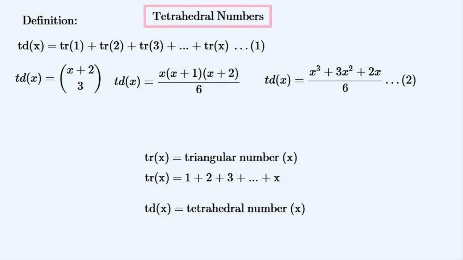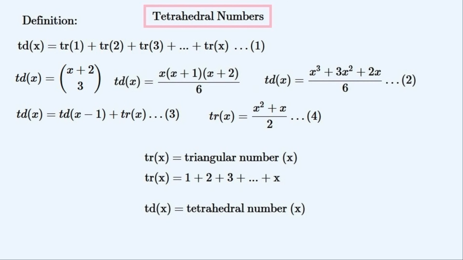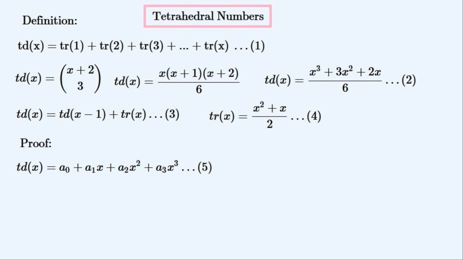Expanding and then simplifying this expression gives us this formula, which is the formula that we will derive in this video. This is also a good iterative formula for the xth tetrahedral number. And this is the formula for the xth triangular number that we'll need for this derivation. Now, to prove that equation 2 is correct, we'll do this by deriving it.